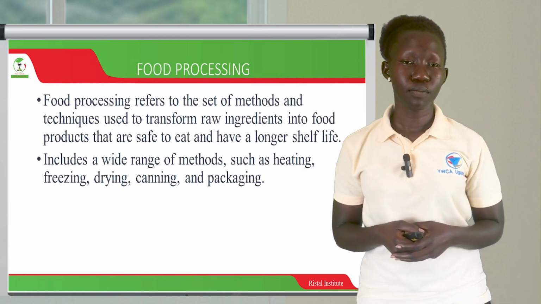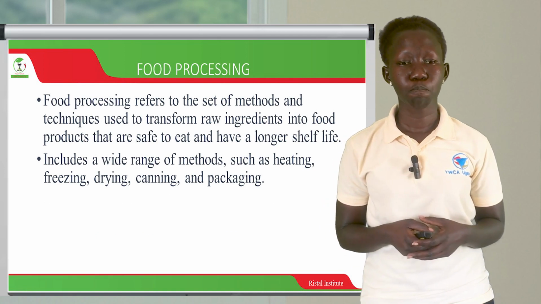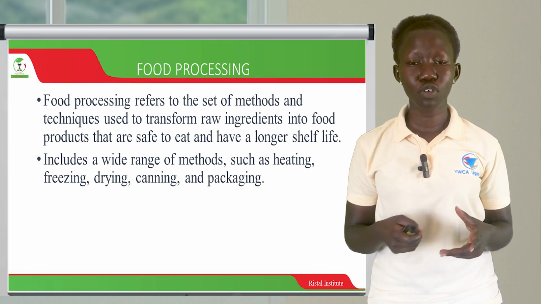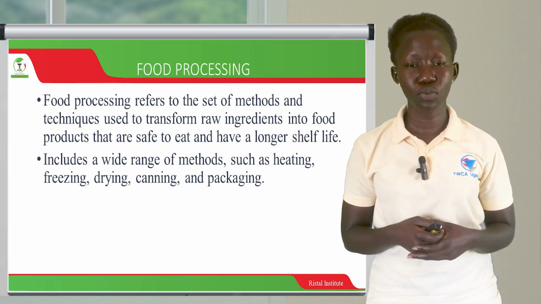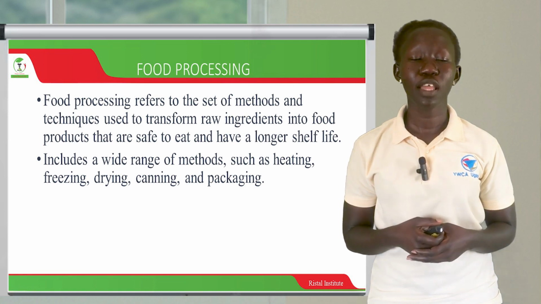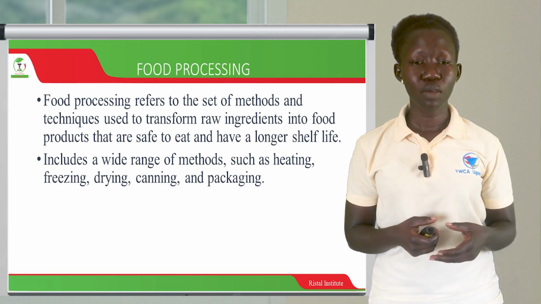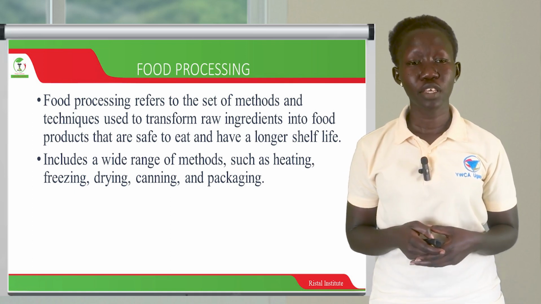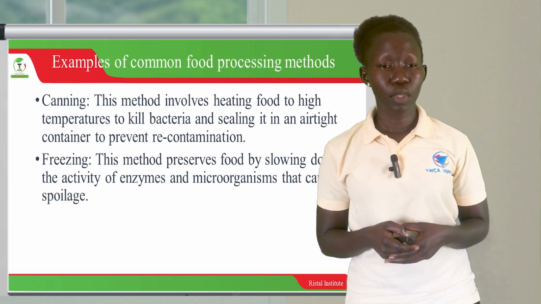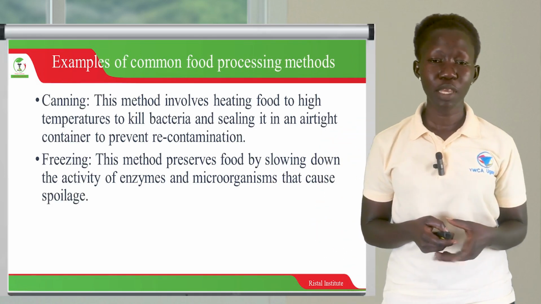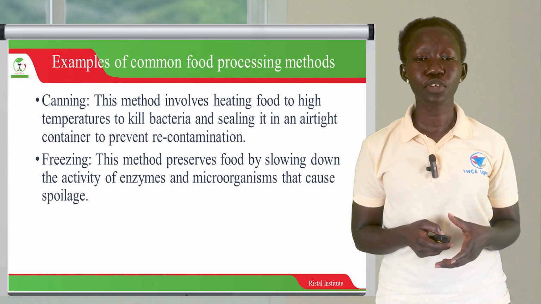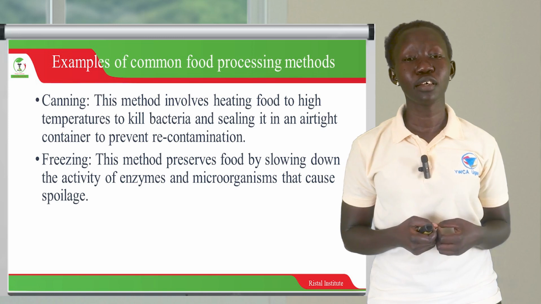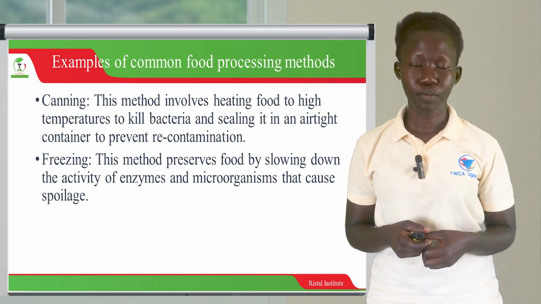Food processing. What is food processing? Food processing refers to the set of methods and techniques used to transform raw ingredients into food products that are safe to eat and have a longer shelf life. Some of the examples we have are heating, freezing, drying, canning, and packaging. What is canning? Canning is a method that involves heating food to high temperatures to kill bacteria and sealing it in an airtight container to prevent recontamination.